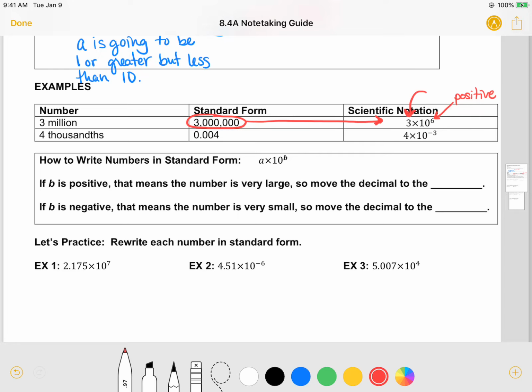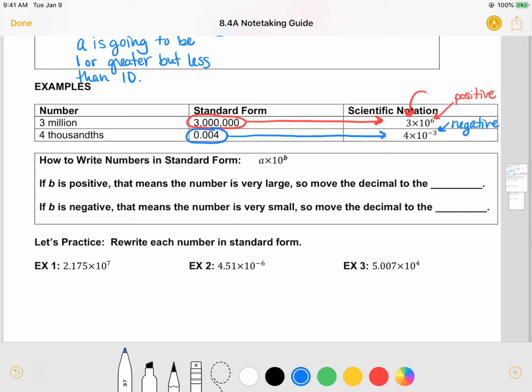Now, if we look at the number 4 thousandths, with a th, thousandths, that's a very small number. It's equal to 0.004. That's in standard form. The equivalent in scientific notation would be 4 times 10 to the negative 3. Now this is a negative exponent because the number 4 thousandths is a very small number.